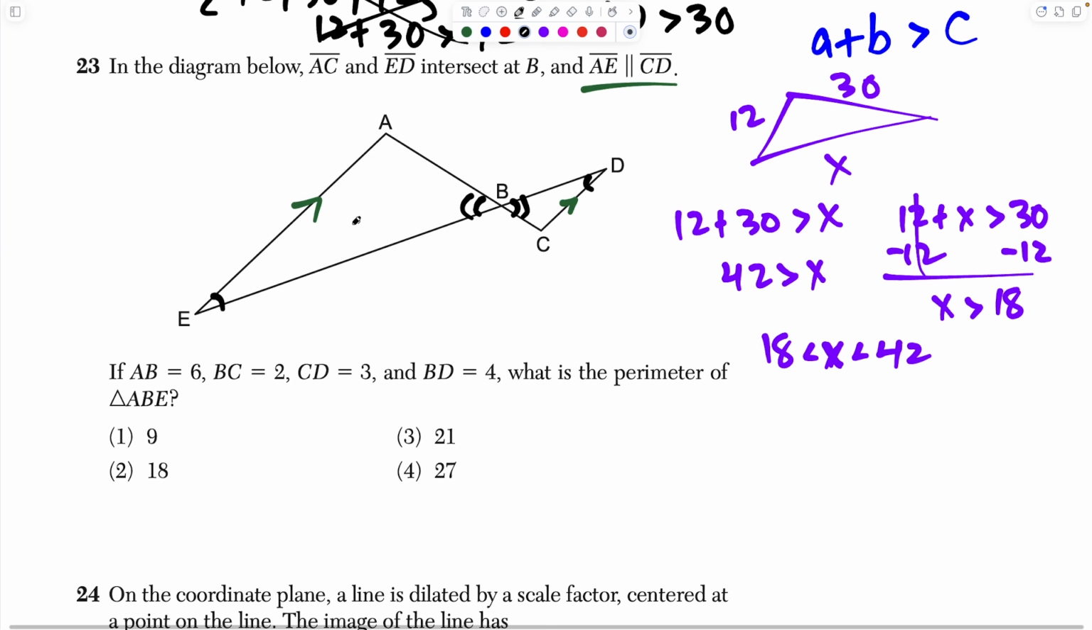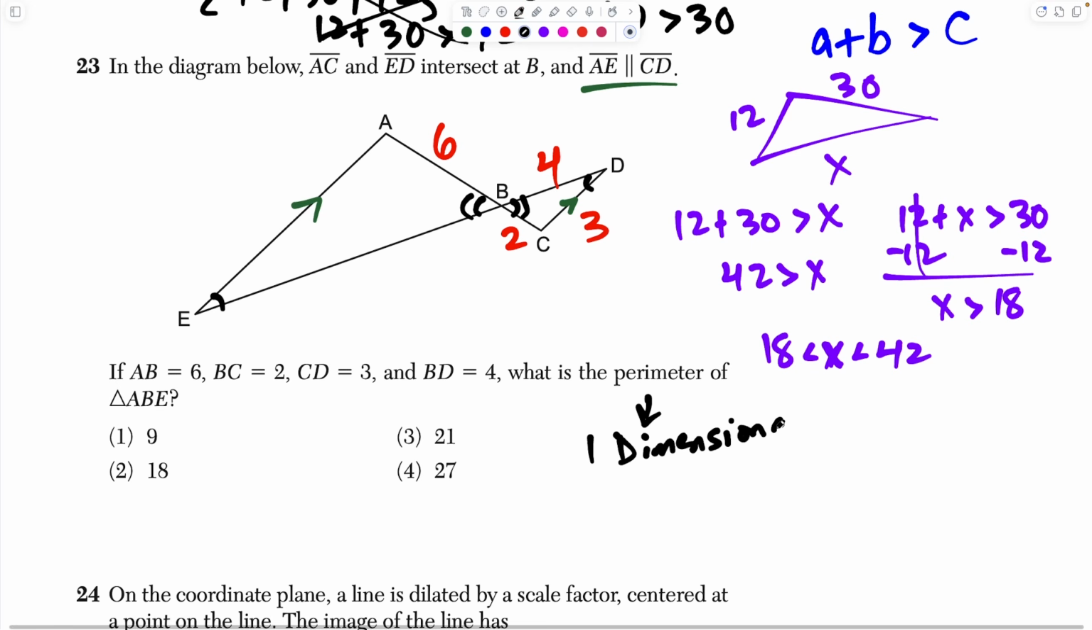And our goal is to find the perimeter of the big triangle. But first, I would just label all this stuff. So we were told that AB is equal to 6. We were told that BC is equal to 2. And we're told CD is equal to 3. And BD is equal to 4. And we want to know what's the perimeter of the big triangle. Well, what's nice about perimeter is a one-dimensional measurement.